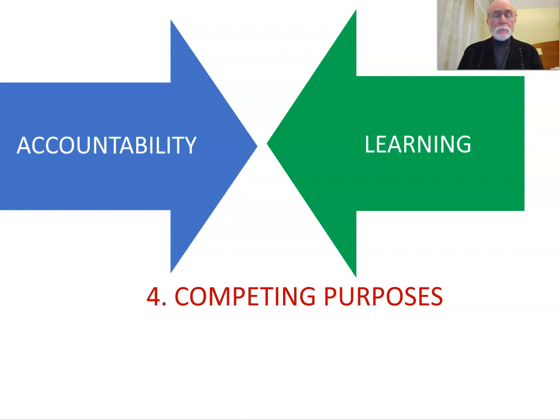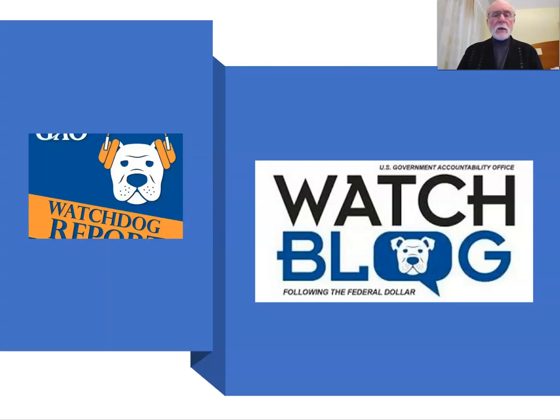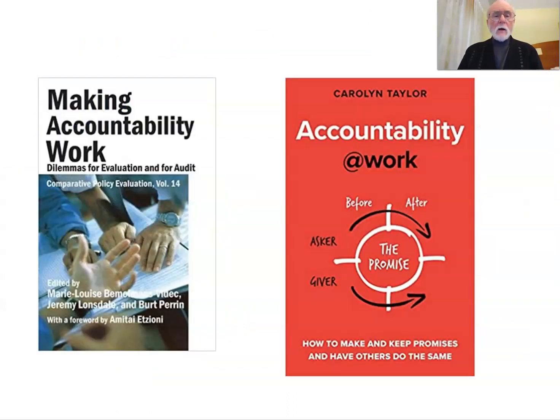The next division is between accountability and learning as competing purposes for evaluation. The Government Accountability Office in the United States, out of an audit tradition, incorporated evaluation perspectives for accountability purposes. The accountability involves being what's sometimes called a watchdog, watching how dollars are spent. Is money spent according to its commissioned purpose to achieve the expected results? Accountability is the driving force behind independent evaluation offices.